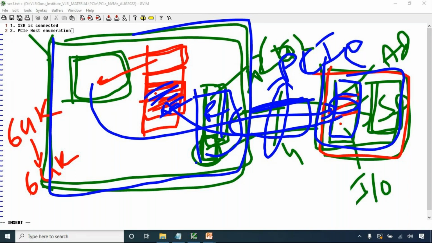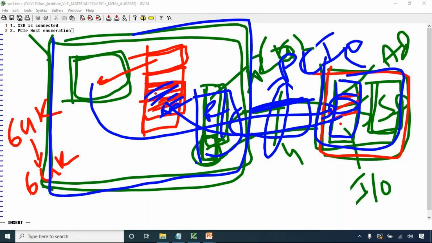What my NVMe controller does is it issues reads to this DDR and fetches them continuously. Each command is 64 bytes in size. That will tell my NVMe controller what is to be done. As I said, there are 3 mandatory commands that need to be supported: one is the read command, one is the write command, one is the flush command. In this case, since my host wants to perform a read from my SSD, this command would indicate that you read and give the data to the host.